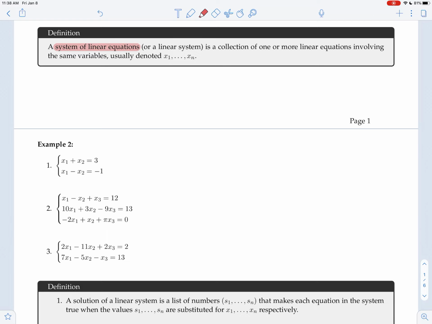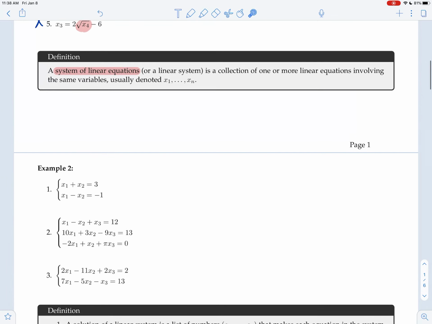A system of linear equations, all it is, it's a collection of one or more linear equations involving the same variables, usually x1 through xn. And when I say involving the same variables, it may be that some of the equations have, let's say, x2 and others don't. So it's perfectly fine if the coefficients on one variable are 0, but we're using the same variables. I'm not using y1 through y3 in one equation and x1 through x3 in the other. All the equations are using the same variables.